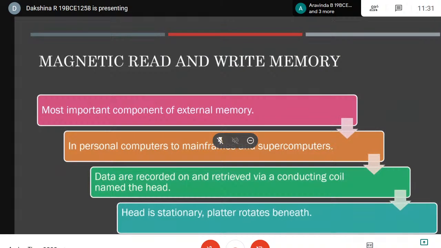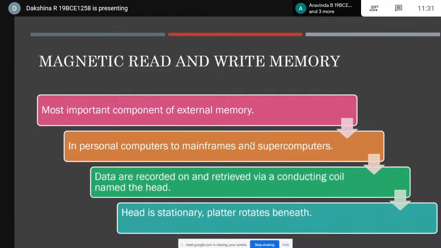Data are recorded on and later retrieved from the disk via a conducting coil named the head. There are two types of head: read and write head. During a read or write operation, the head is stationary while the platter rotates beneath it. Next slide.